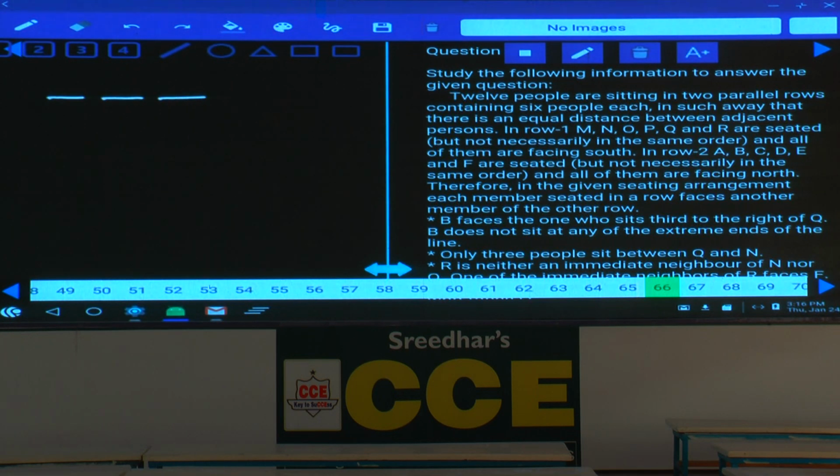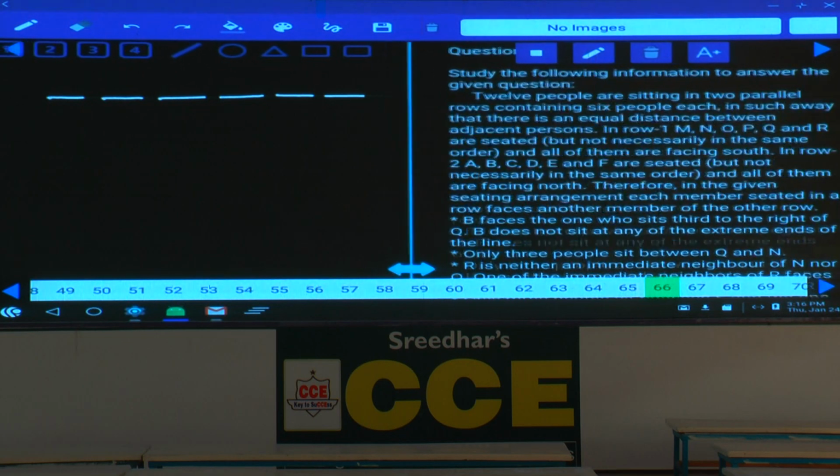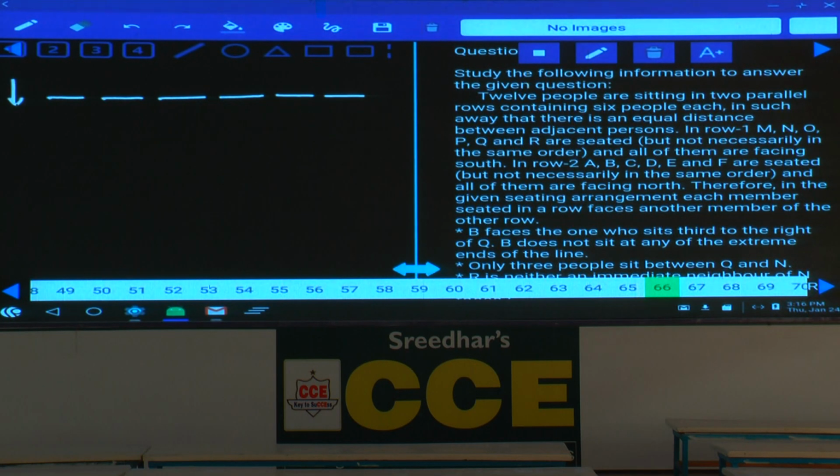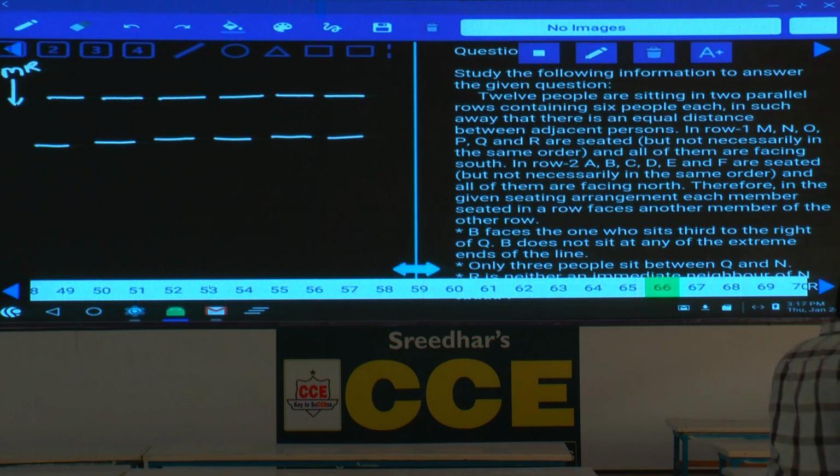1, 2, 3, 4, 5, 6. This is one row and this is row 1. Who are the persons in this row 1? M, N, O, P, Q, R. M to R are the persons who are in row 1 and these persons are facing towards south. And there is another row opposite to this one and the persons in the second row are facing towards north. And A through F are the persons in the second row, they are facing towards north.